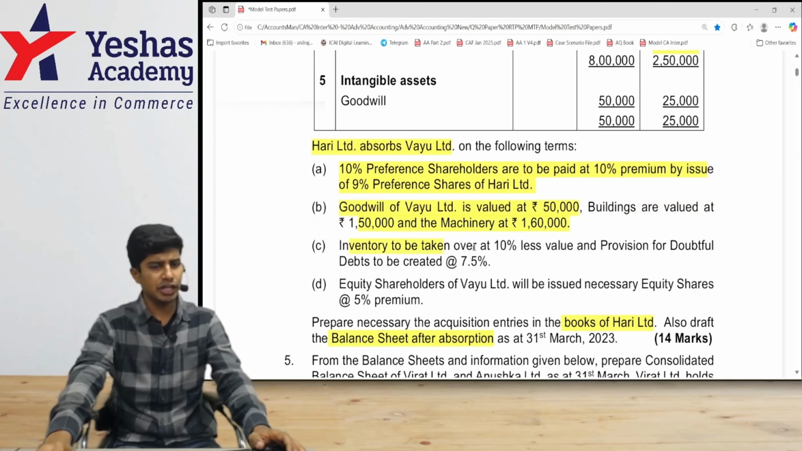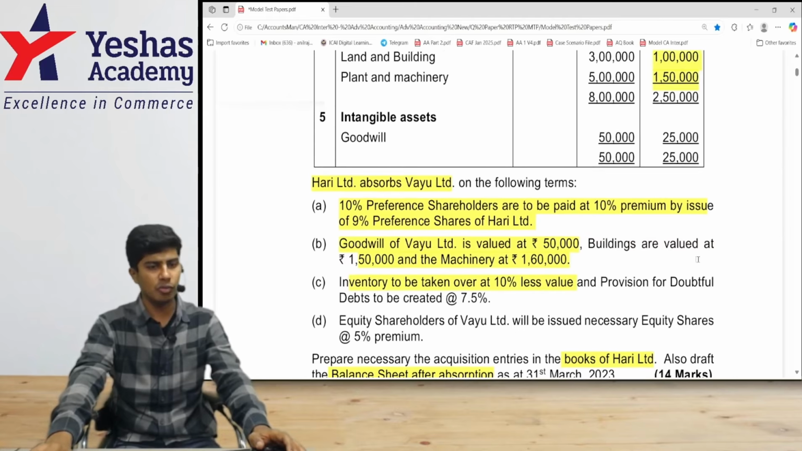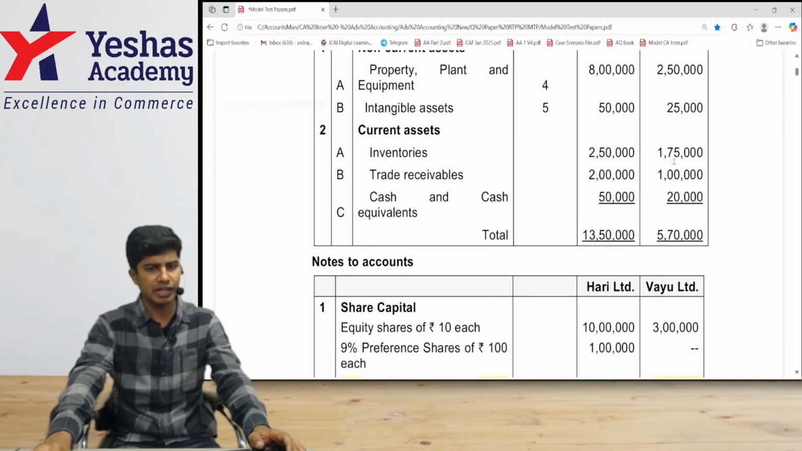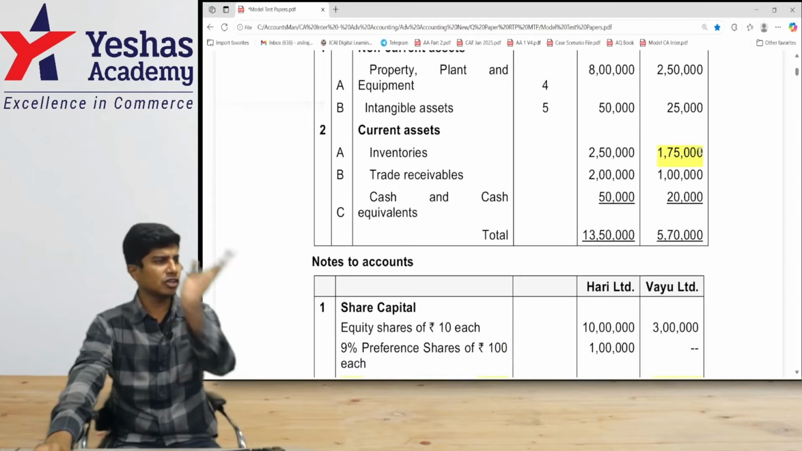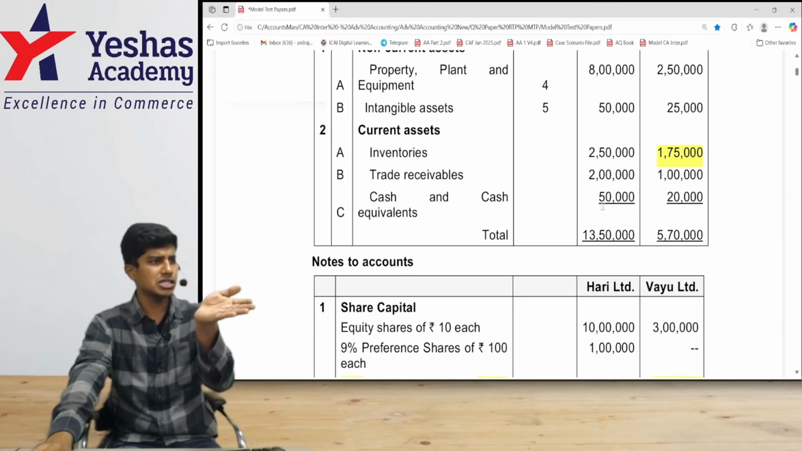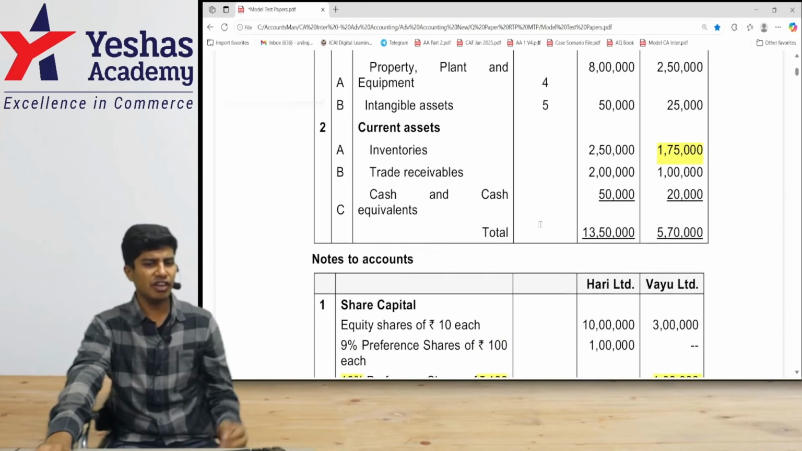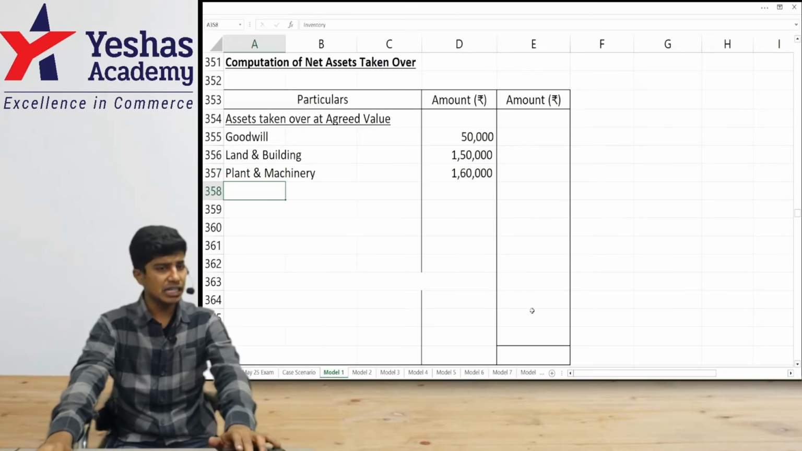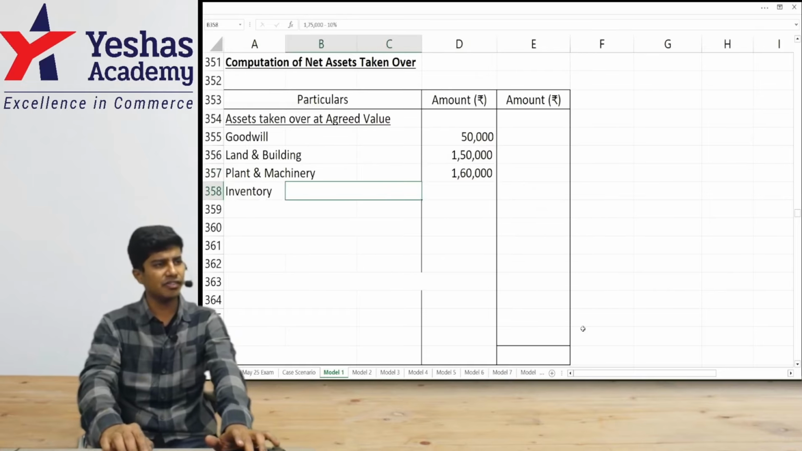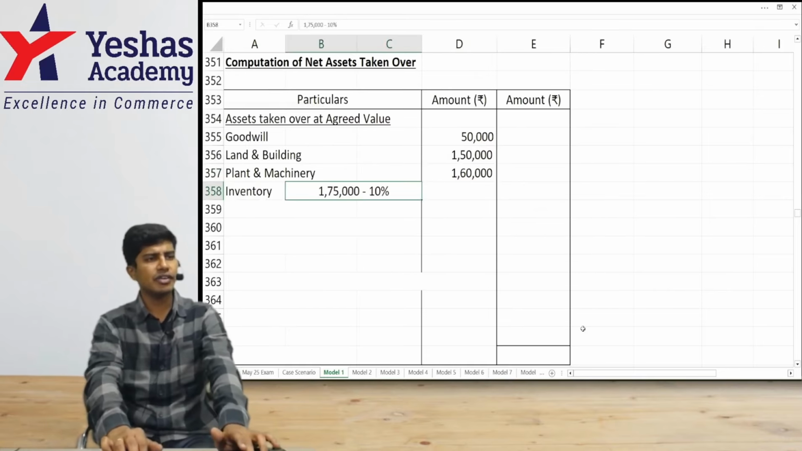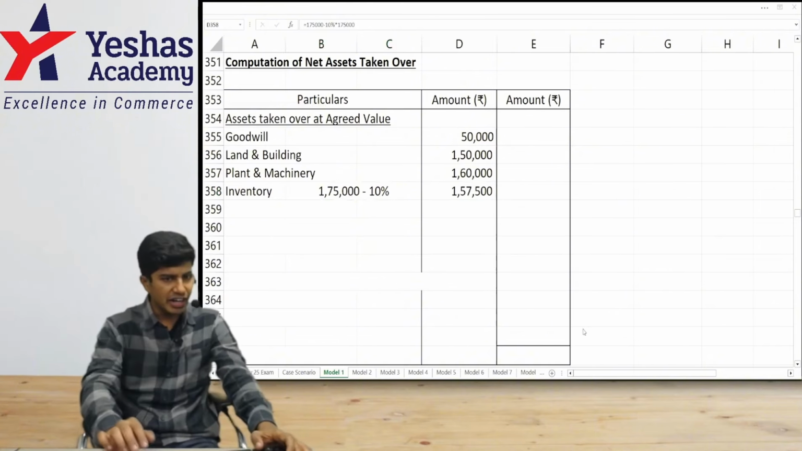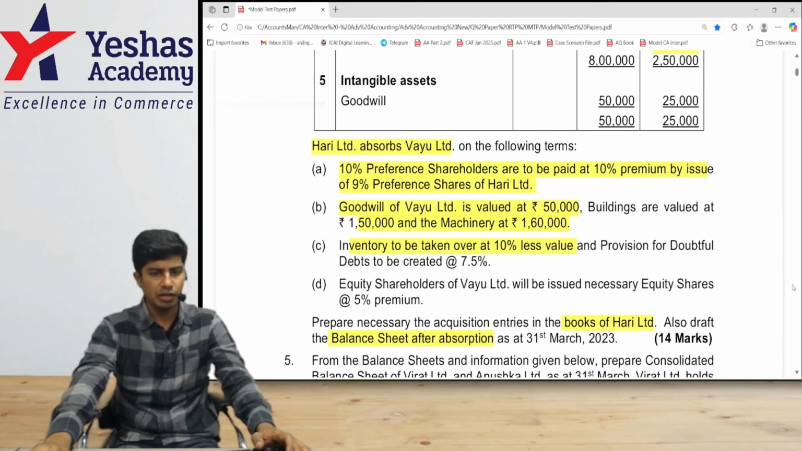Inventory is to be taken over at 10% less value. How much is inventory? Inventory is 1,75,000. The first column is Hari, the second column is Vayu. So 1,75,000 worth of inventories are taken over at what value? 10% less. Inventory of 1,75,000 minus 10%, which is 17,500. If deducted, what do we get? 1,57,500. Fantastic.